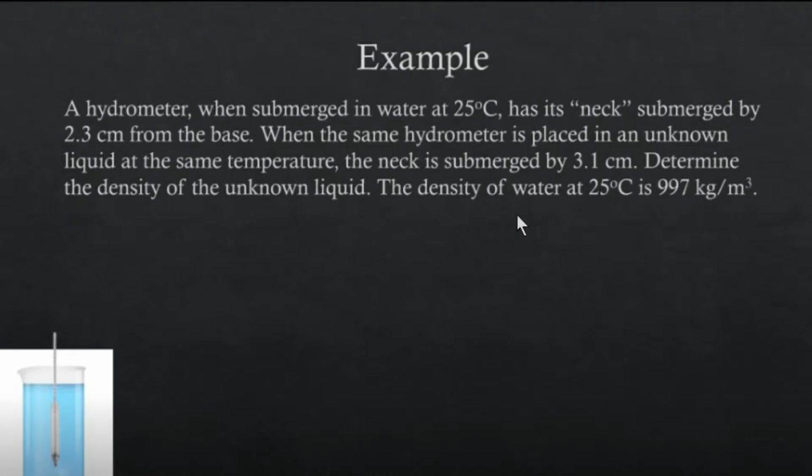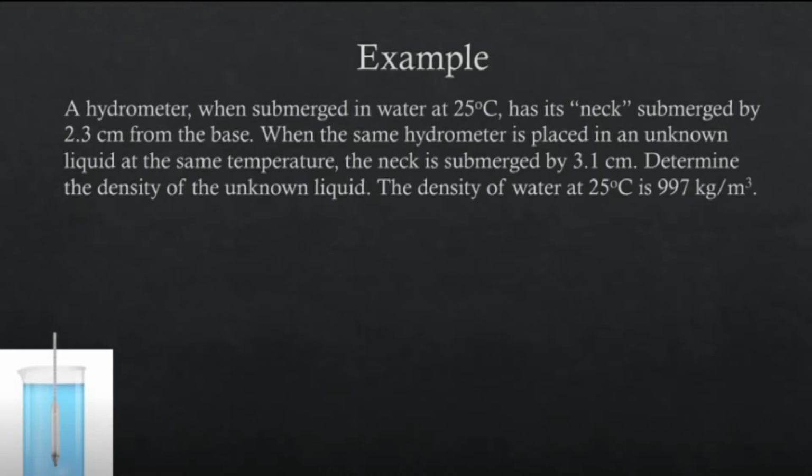Now, just by reading the problem, we can already make generalizations if the unknown liquid is denser or less dense than water. The problem stated that when the hydrometer is in water, the submersion of the neck is around 2.3 centimeters. But when we transfer the hydrometer to a different liquid, its submersion is deeper, it's 3.1 centimeters. That means that the hydrometer sank more in the unknown liquid compared to water. So based on that, we can already say that the unknown liquid is less dense than water. Its density is lower than the density of water. Now let's prove that with our solution.